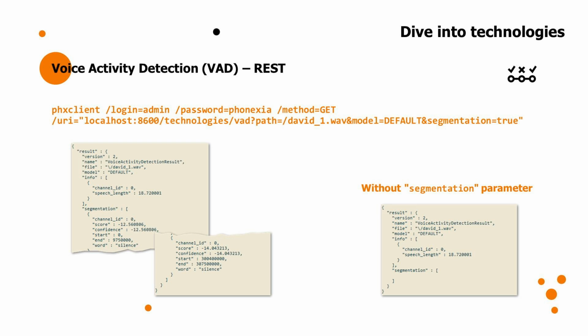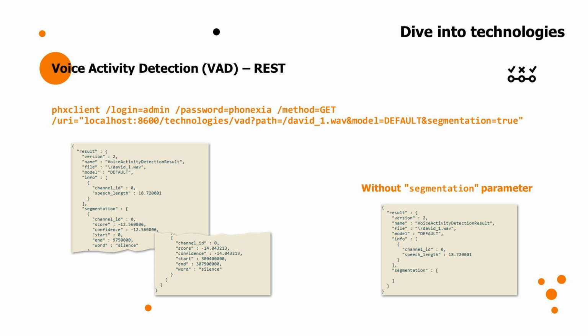Screenshots on the left show the JSON response returned from server. A result object containing version and name of the result structure, name of the processed file and technology model used for processing, and info array containing objects with speech length in seconds for each audio channel of the file. The example file is single channel, so the array on the screenshot contains only single object.